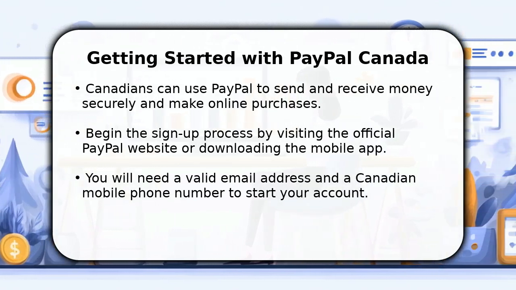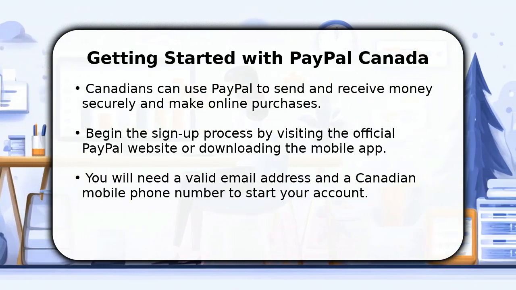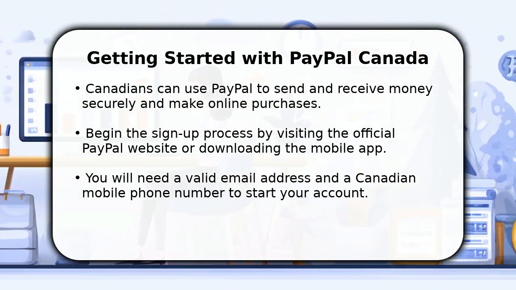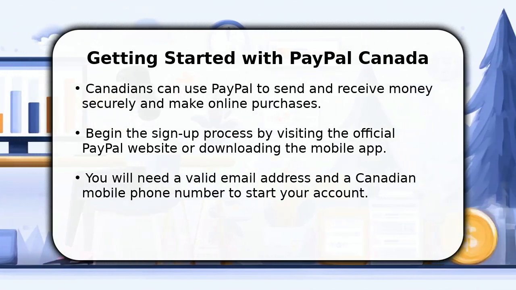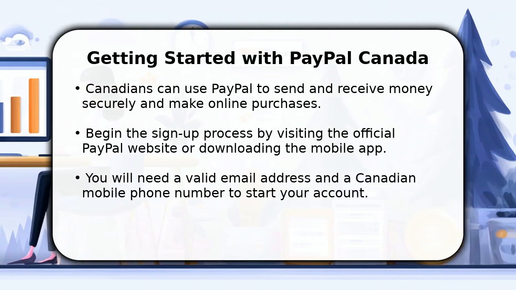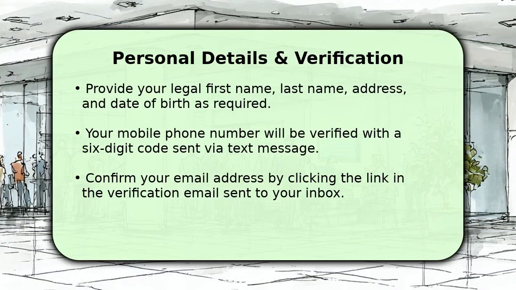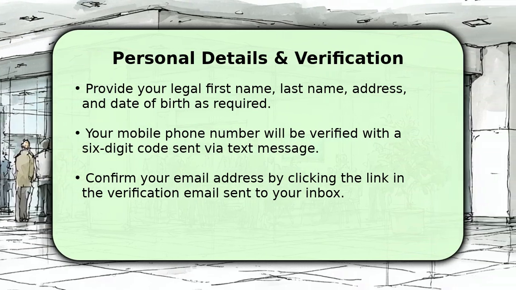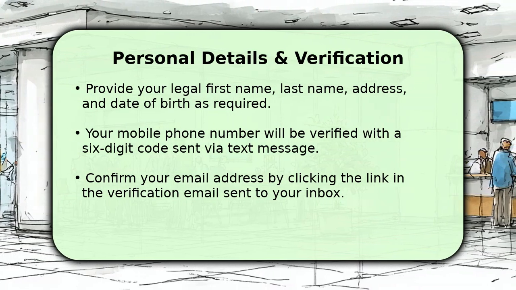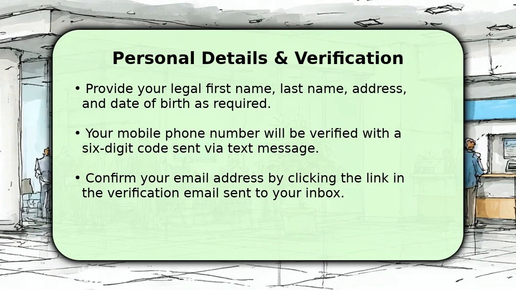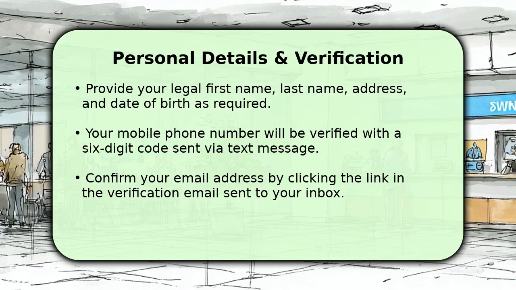Then, simply click on the Sign Up button and choose to create a personal account, which is ideal for individual use. You will provide your email address and create a strong, unique password to protect your new account from the very beginning. Next, you will need to input your personal details, including your full legal name, current Canadian address, and your date of birth. This information helps PayPal verify your identity and comply with financial regulations.